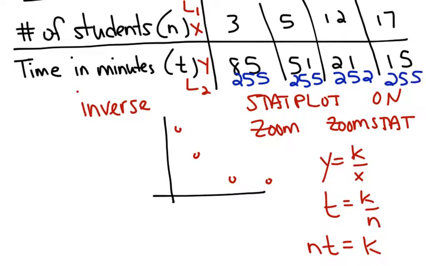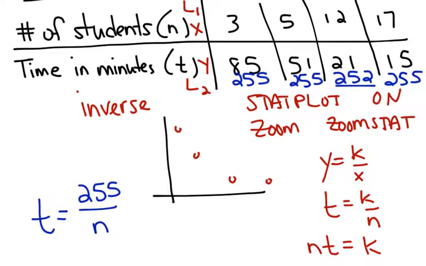Now, not all of the products were the same, but that's okay. 252, even though it's not 255, is awful close to 255. And in the real world, data is never perfect, but it has a suggestion of an inverse variation. So therefore, we're going to say that the equation that best represents this data is t equals 255 over n. And it will give us a good estimate as to how long it will take us to clean the litter based off the number of students we have.